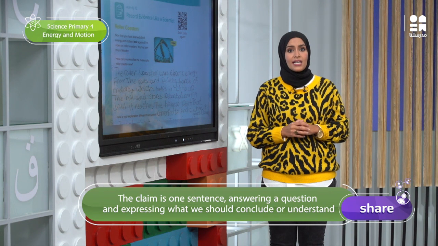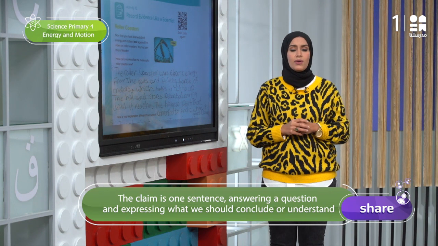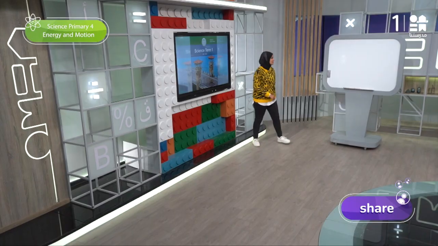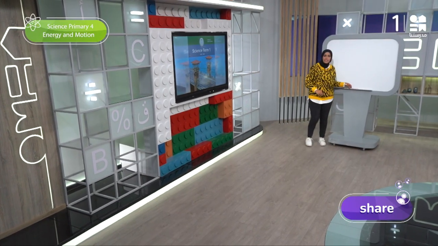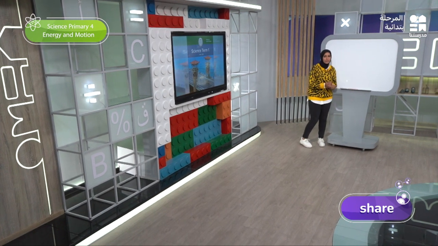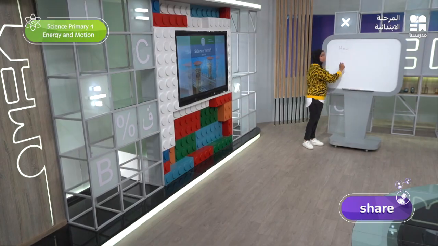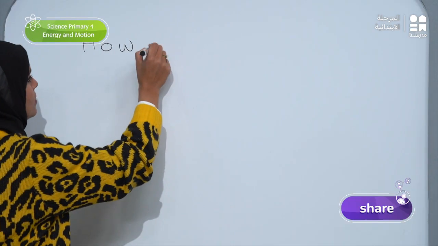Your colleagues in my class wrote some claims about the main question. Let me write them on the board. Let me write the question for you. How do moving objects get their energy?